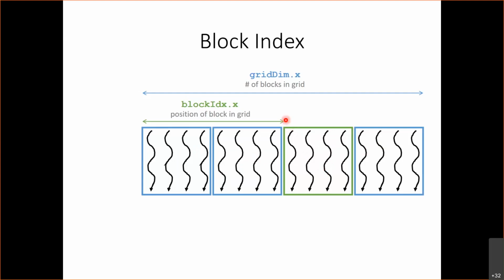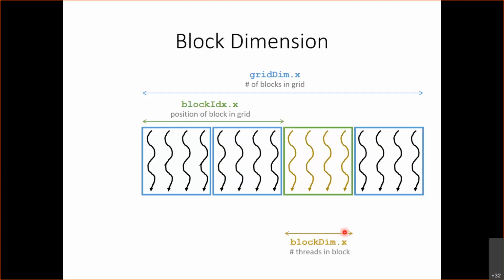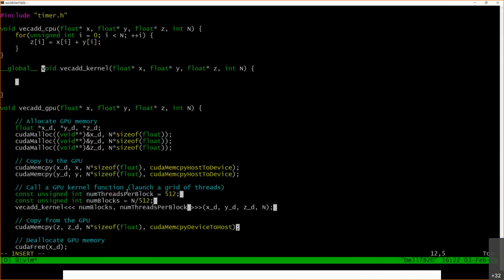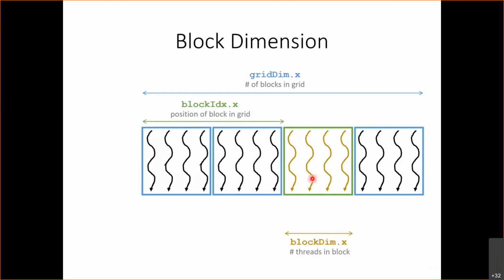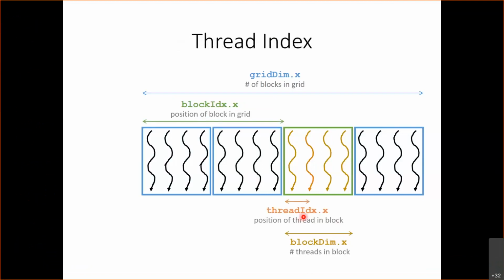Okay. Then we have blockdim.x. So blockdim.x tells a thread how many threads there are per block. And again, blocks can be multi-dimensional, so that's why we have the .x over here. So in this case, blockdim.x would be 4. In reality here, our blockdim.x corresponds to the number of threads per block, which is 512. And then finally, we have threadindex.x. Threadindex.x tells a thread what its index is relative to other threads inside of its block.